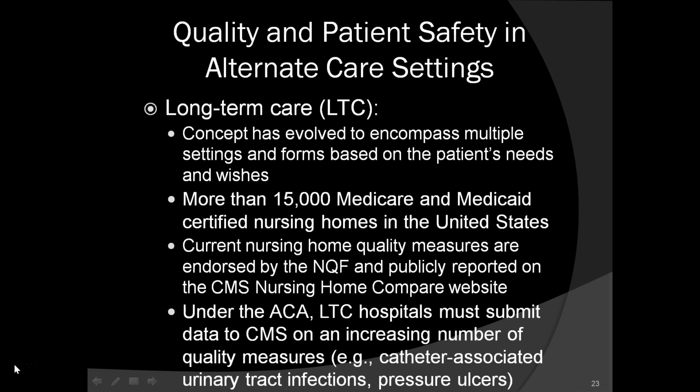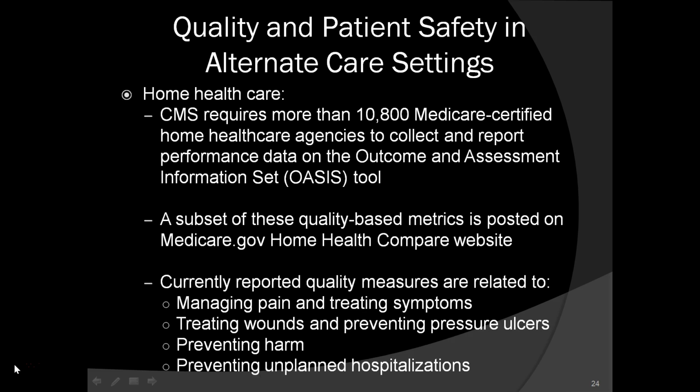Under the Affordable Care Act, long-term care hospitals must submit data to CMS on an increasing number of quality measures like catheter-associated urinary tract infections and pressure ulcers, just to name a few. So for home health agencies, CMS requires more than 10,800 Medicare certified home health agencies to collect and report performance data on the Outcome and Assessment Information Set, or OASIS tool. A subset of these quality-based metrics is posted on the Medicare.gov Home Health Compare website. So the CMS Compare websites provide information on the performance of a broad range of healthcare providers, including hospitals, physicians, nursing homes, and home health agencies. Currently reported quality measures are related to managing pain and treatment symptoms, treating wounds and preventing pressure ulcers, preventing harm, and also preventing unplanned hospitalization.